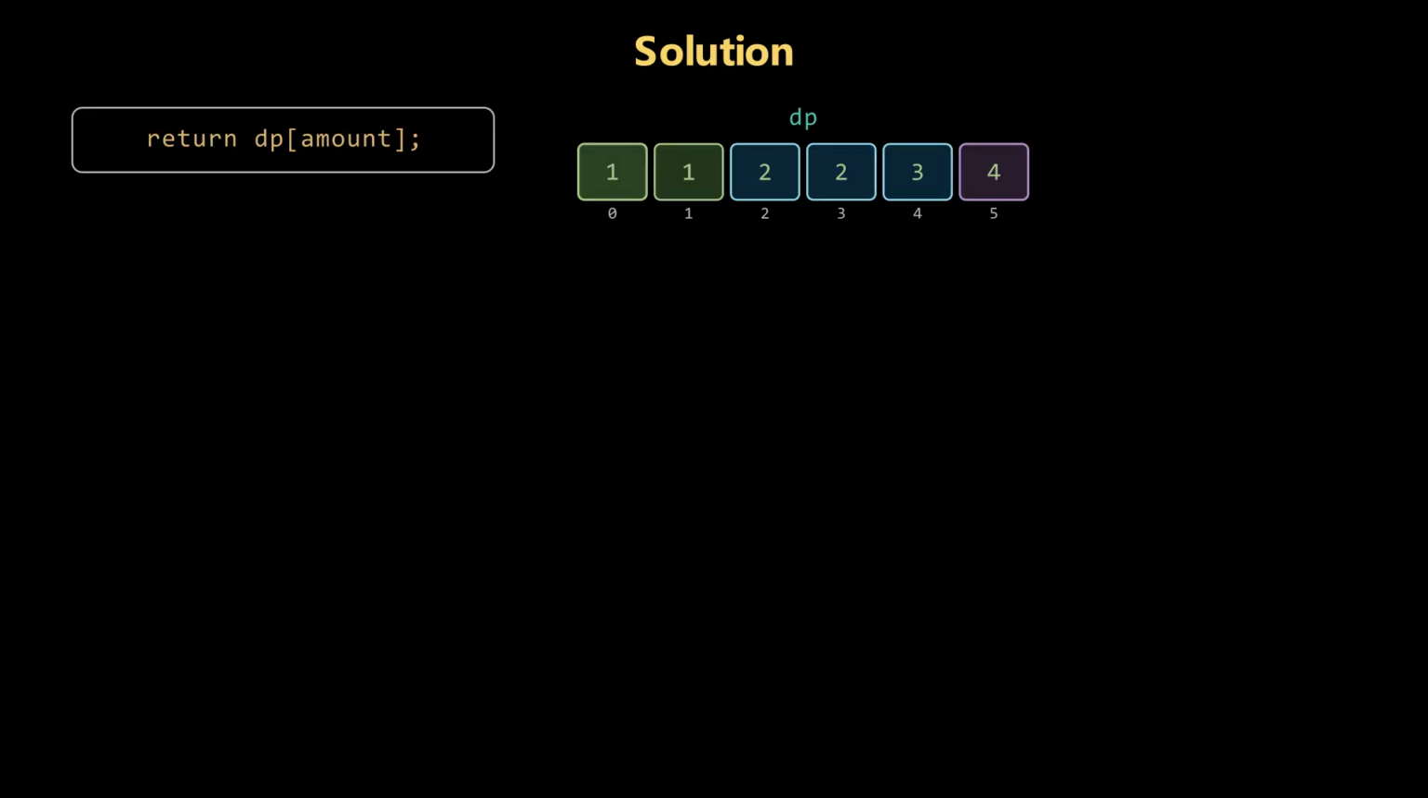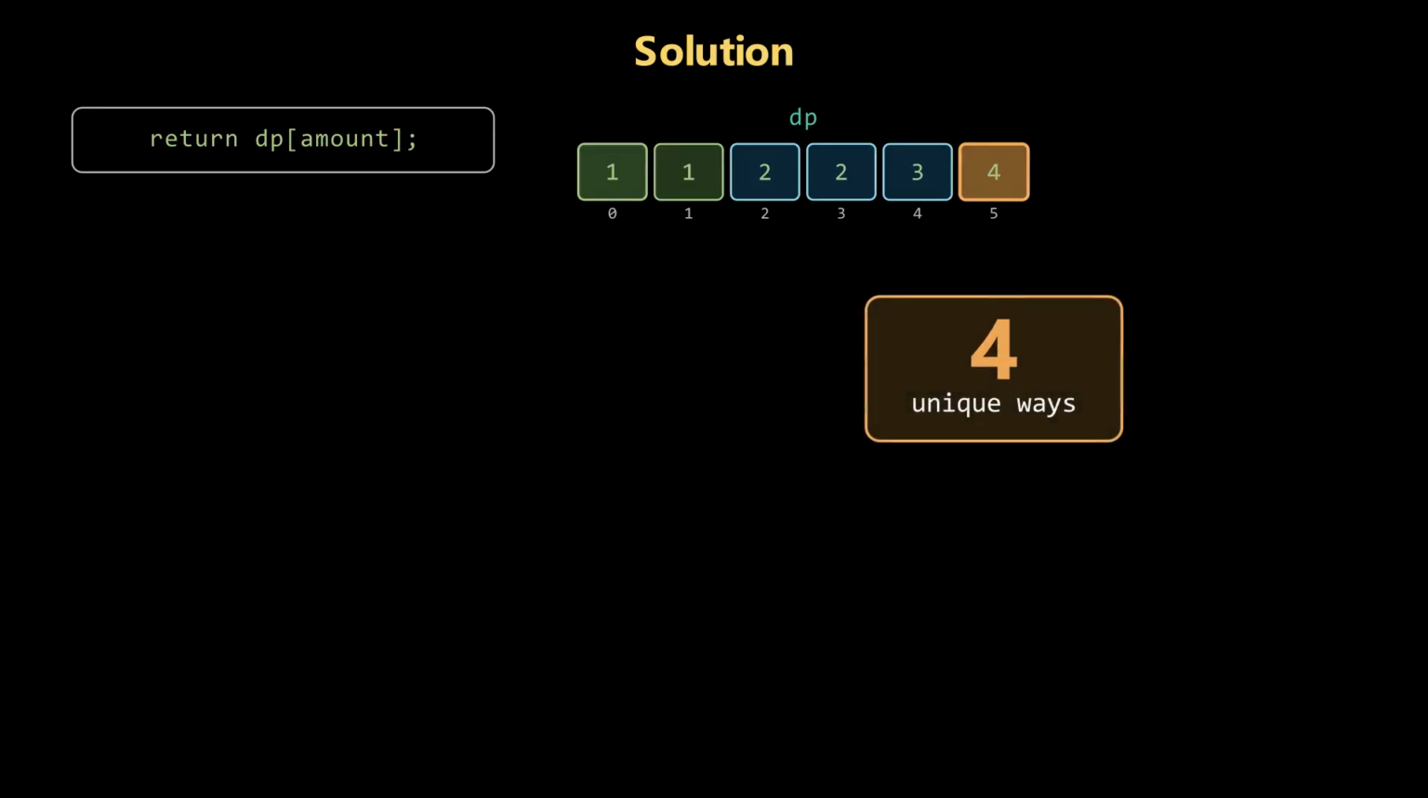With all coins cleanly processed, our loops naturally terminate. Because we processed our coins strictly one by one from the outside loop, we have completely locked out duplicate combinations. The final slot at dp amount holds our perfect, uncorrupted answer of 4 unique ways. We return the value, crushed in optimal linear time and microscopic space complexity.